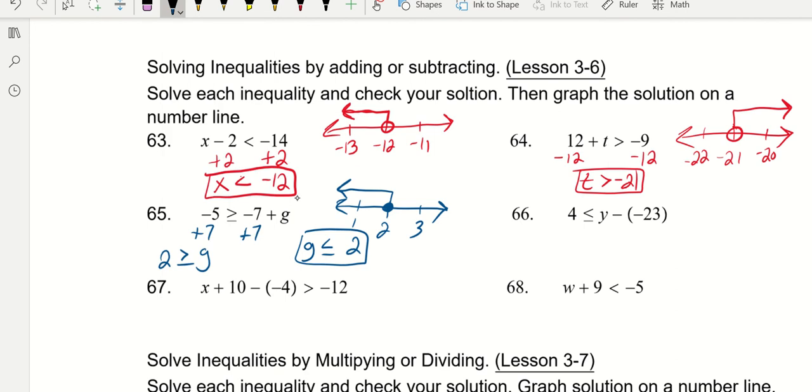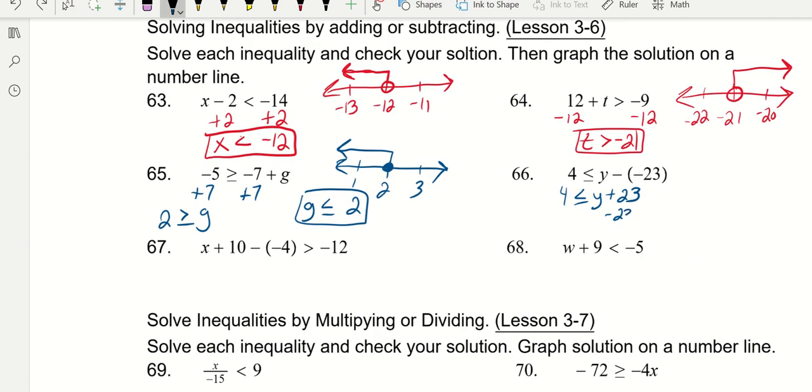Let's keep on moving. 4 is less than or equal to y minus negative 23. So that's 4 less than or equal to y plus 23. If I'm going to solve for y, I have to subtract 23 from both sides. And we're left with negative 19 less than or equal to y. We need to flip this around, y and negative 19. Flip the sign as well. Y is greater than or equal to negative 19.